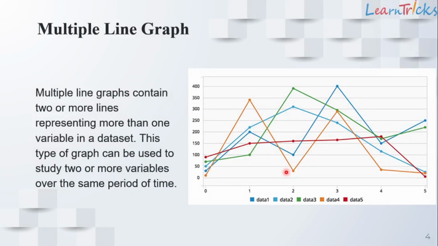The next type is the multiple line graph, and as the name suggests, it contains two or more lines representing more than one variable in the dataset. This type of graph can be used to study more variables over the same period of time. It means in the multiple line graph, there will be one common variable on the x-axis, and all the dependent variables on the y-axis. As shown in this graph, there are data 1, data 2, data 3, 4 and 5.